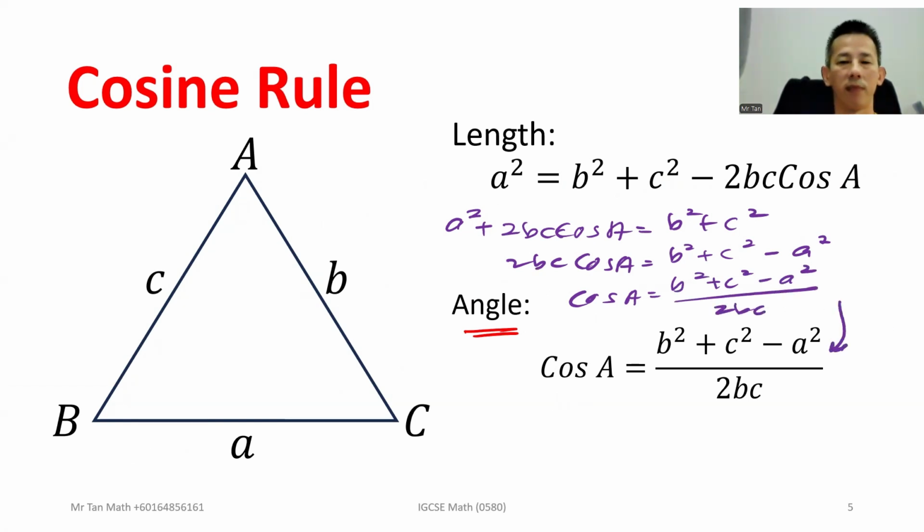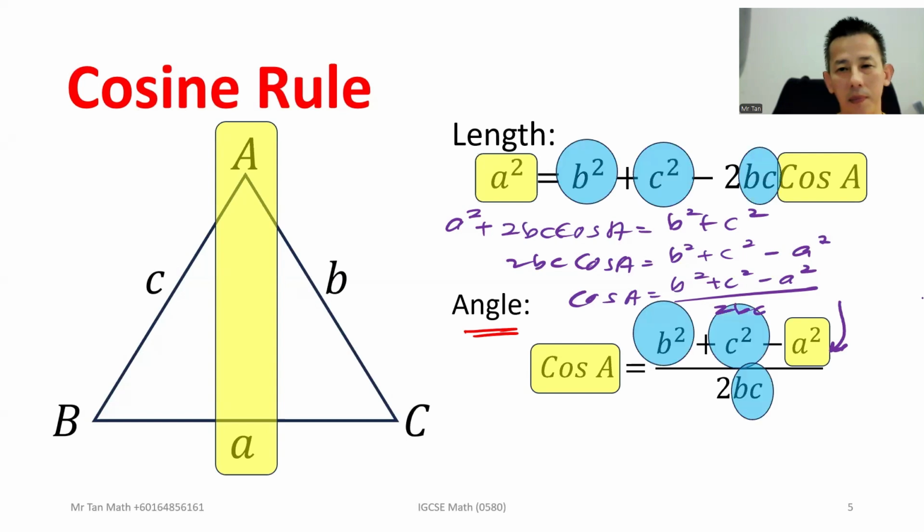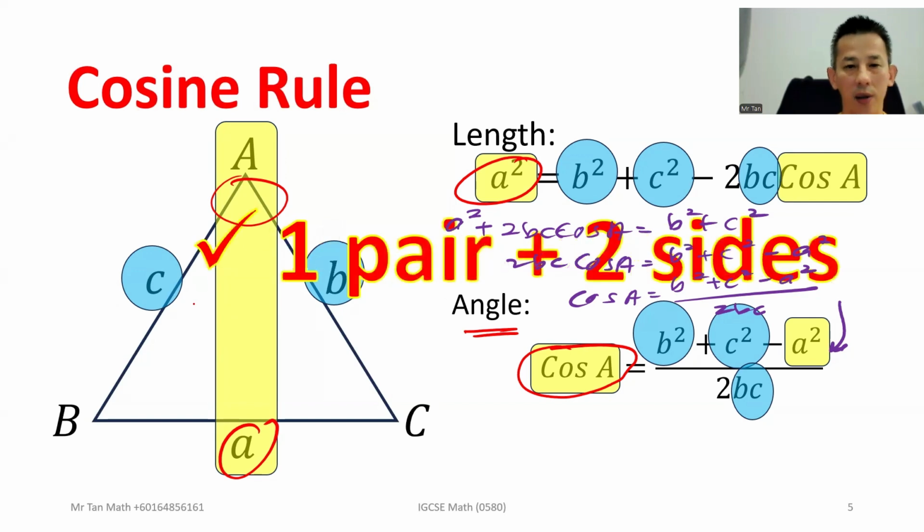Okay, so if you look closely at the formula itself, we have a and cos A, which form a pair, and b and c, which are the other 2 sides. So to use the cosine rules, the unknown, the angle A or the length a, will be one of the pair, not the sides. Therefore, you need 1 pair plus 2 sides, and the pair will be the one with the unknown.